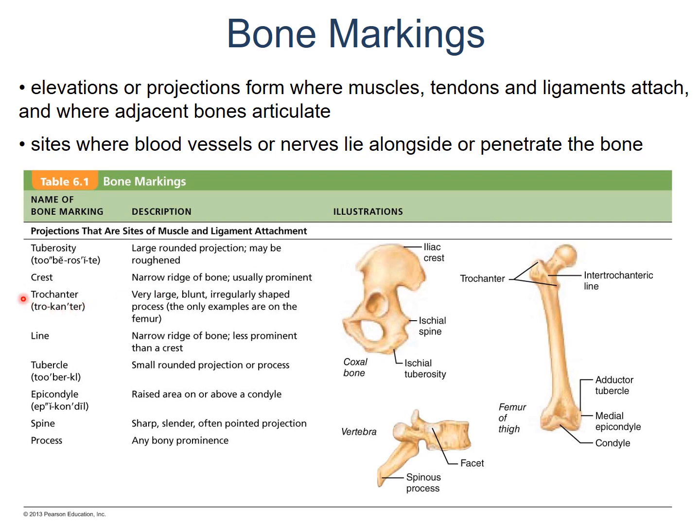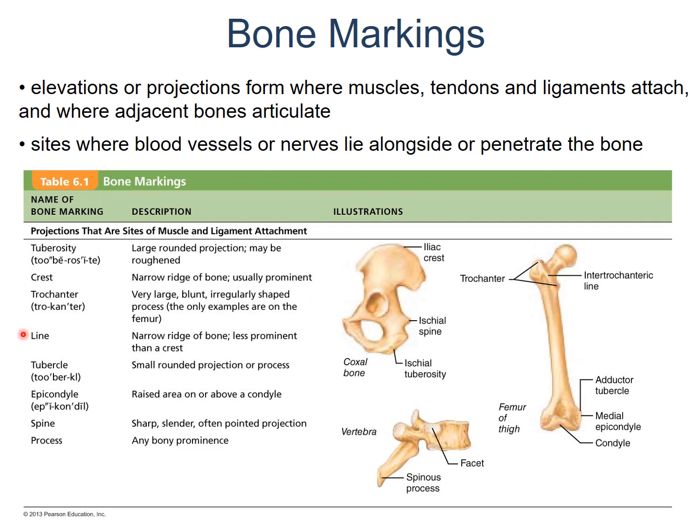Then our next category is the trochanter. A trochanter is a very large, blunt, irregularly shaped process. See, we're using that word process again. The only examples are on the femur. Over here, you've got the femur bone, and they're indicating the trochanter, which again, in 2D, can be a little bit hard to identify.